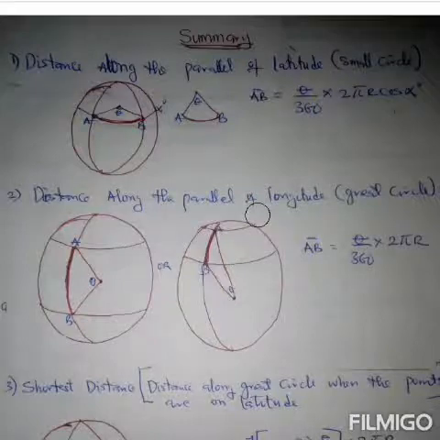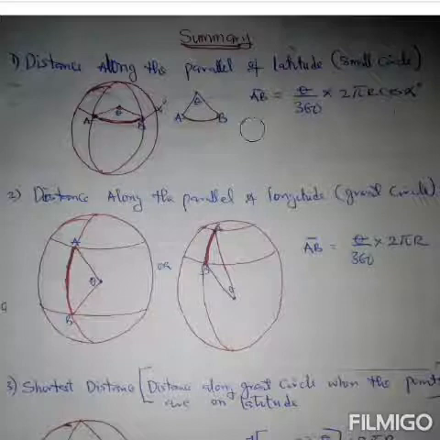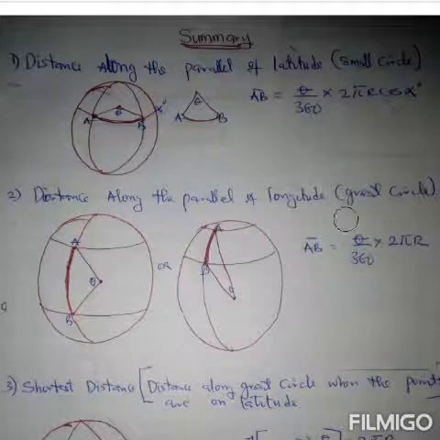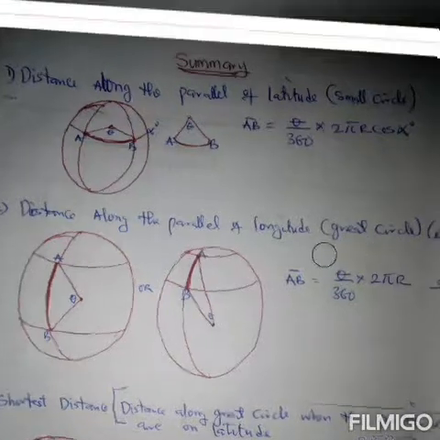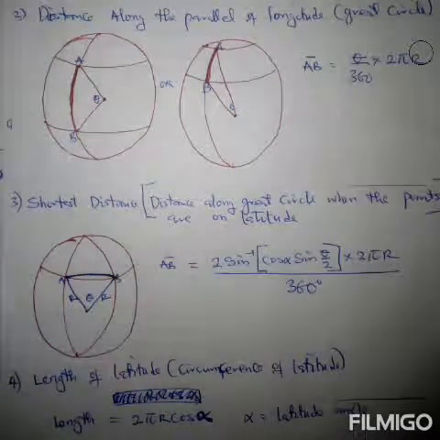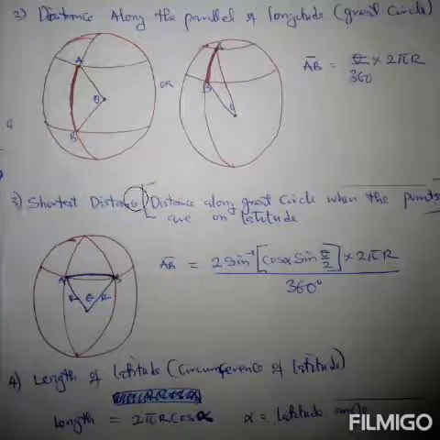Most times, the second one is deceptive, so most students will use the first formula. The distance is still along longitude, so it is the great circle formula you will use: theta over 360 times 2 pi big R. The big R is 6,400, a constant.